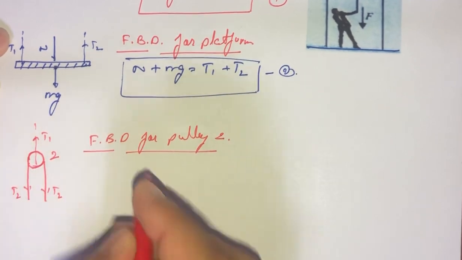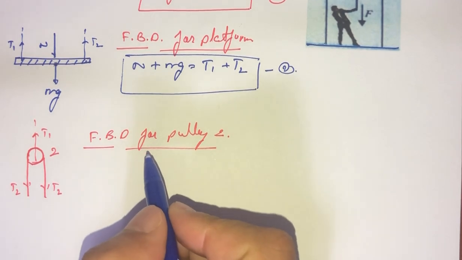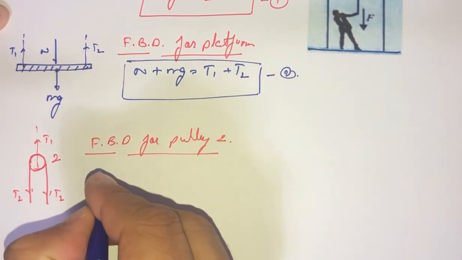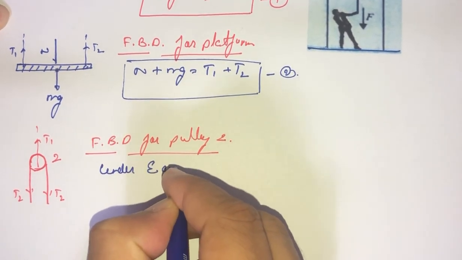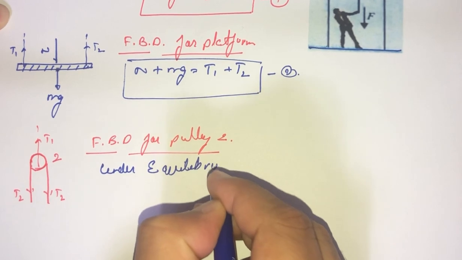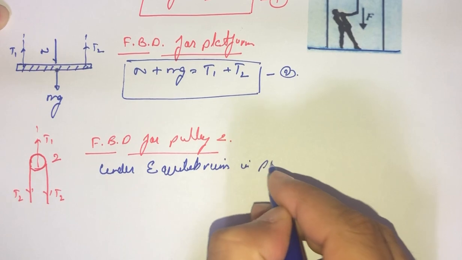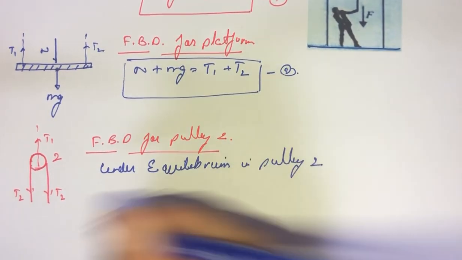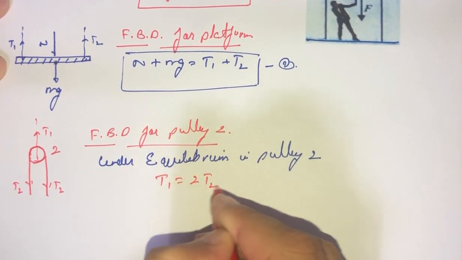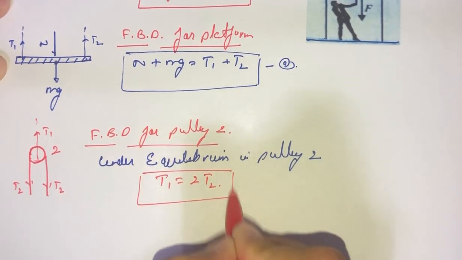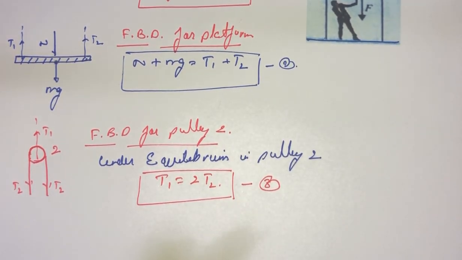This is pulley 2, and we can write that under equilibrium, in pulley 2 we are going to have T1 equal to 2 times T2. So let this be equation number 3.